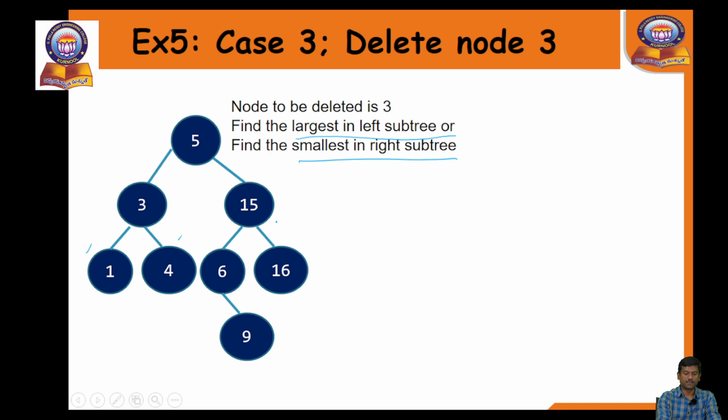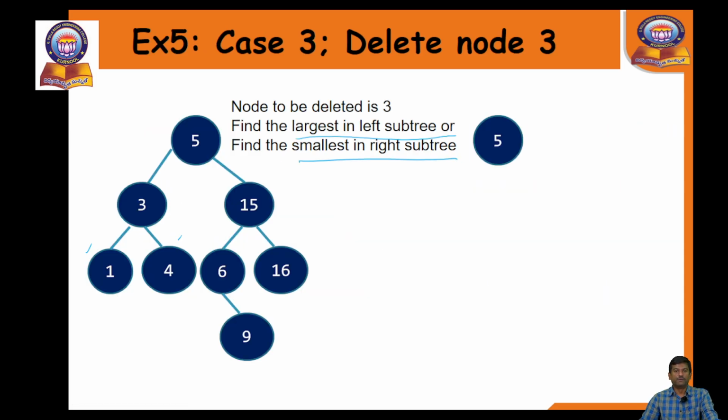In the other scenario, take for example, if you need to delete node 5. What is the largest in your left subtree? The largest in your left subtree is 4, so 4 should replace the root node. Or, taking the other kind of solution, what is the smallest in the right subtree? The smallest within your right subtree is 6. So replace 5 with 6. That is what case 3 involves.